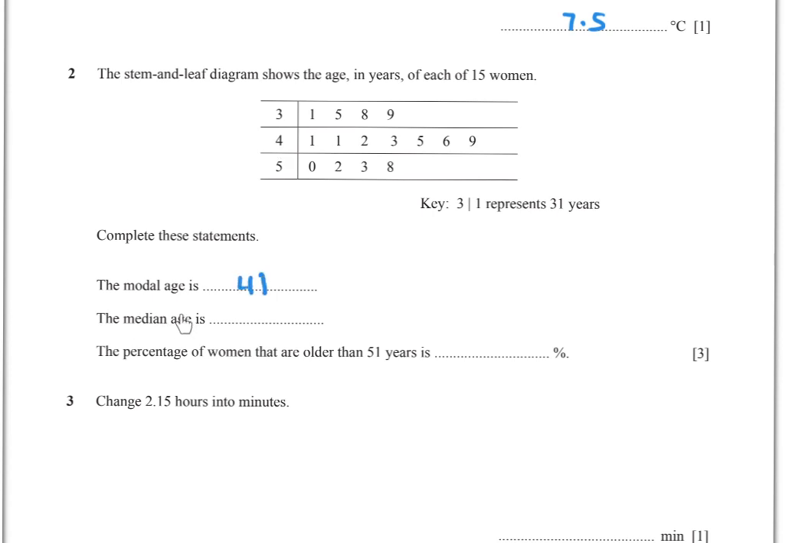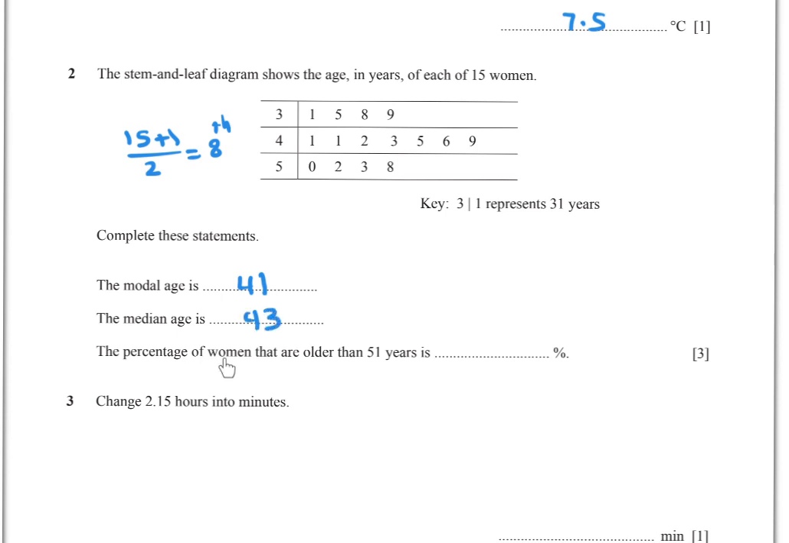The median, we have 15. We have an odd number, so we have 1 at the middle. To find the order for this median, n plus 1, so 15 plus 1 divided by 2. So 16 divided by 2, so the 8th value. To find the 8th value, start from the first: 1, 2, 3, 4, 5, 6, 7, 8. So the 3, so 43. So the median is 43.